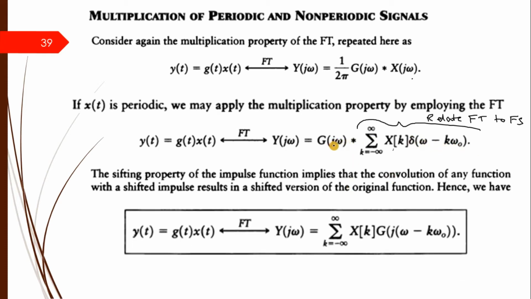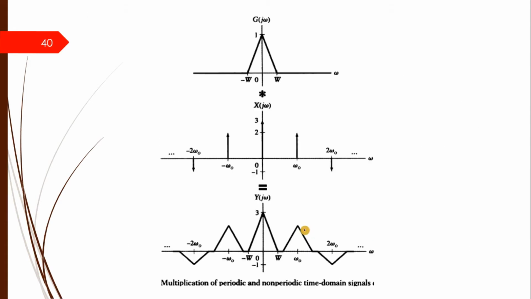So if I do that, in place of omega I substitute omega minus k omega naught. This will justify that g of j omega into delta of omega minus k omega naught can be written in this way. So this way is the same as writing this way. This is the multiplication property of a periodic and a non-periodic signal. Using this, we shall solve the very next problem.